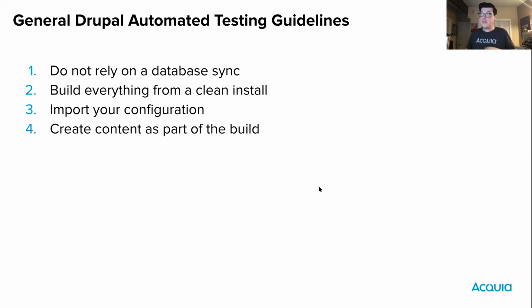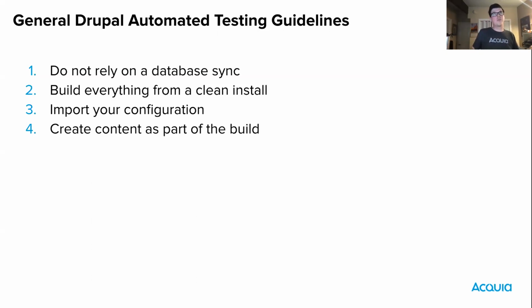So a couple of general Drupal automated testing guidelines, and these are things that I firmly believe should apply to not just Pa11y, but Behat and PHPUnit, et cetera. Don't rely on a database sync. Upstream databases change all the time, and if you're running automated tests, you want to make sure that if you get a test failure, that failure is related to a downstream change, right?